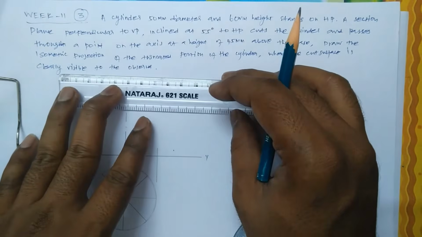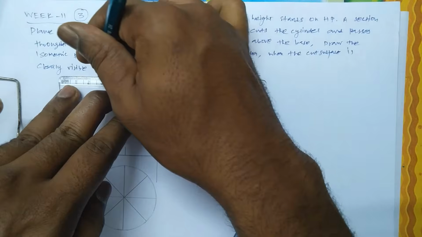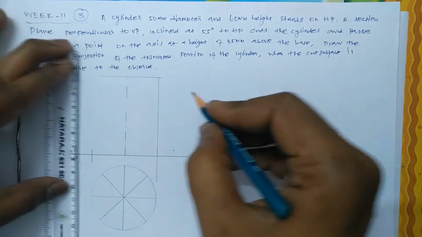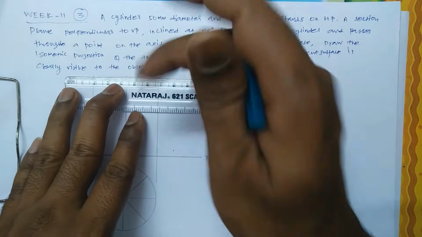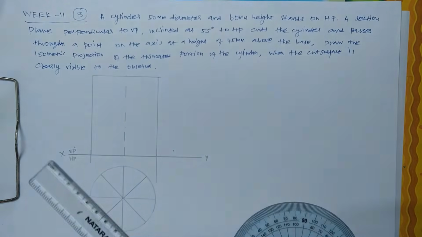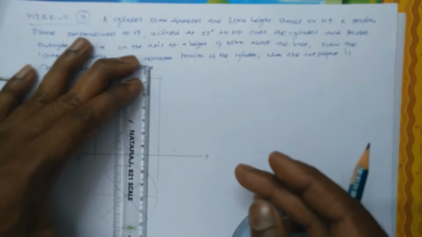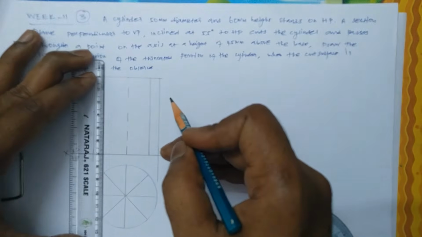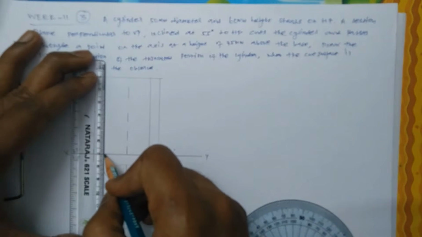So make a parallel line to XY and connect those points. Extend those points. Let us complete the front view of the cylinder. Now finish all the edges.